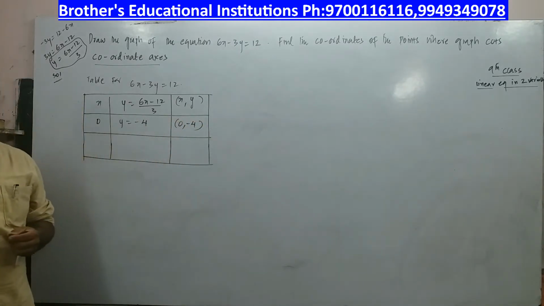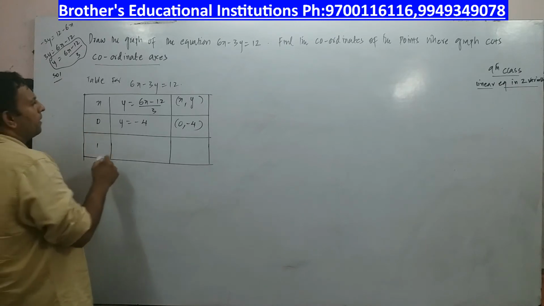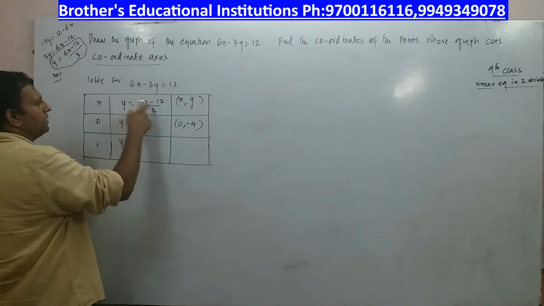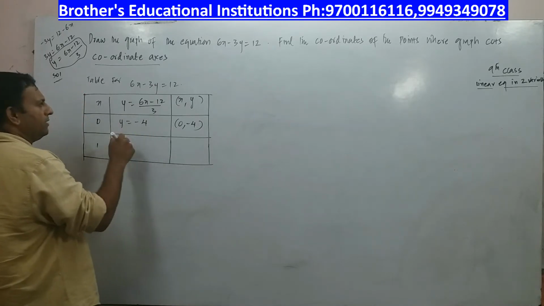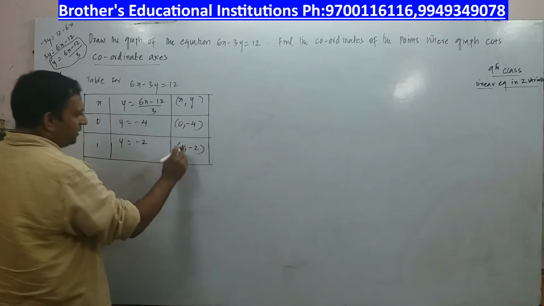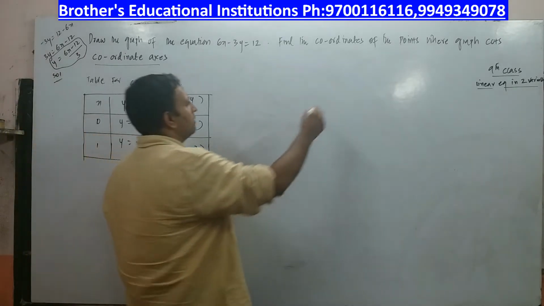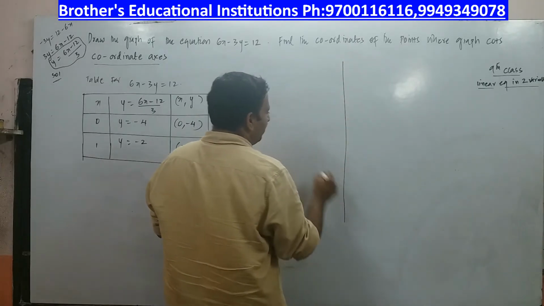Alright. Next, let us take value of x is equal to 1. When you take x is equal to 1, y will be 6 into 1 is 6, 6 minus 12 is minus 6, by 3. Minus 6 by 3 is what? Minus 2. So it is 1 comma minus 2, is it not? 1 comma minus 2. I got 2 points here. So let us try to draw the graph on the graph paper.